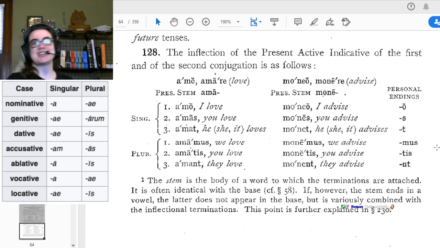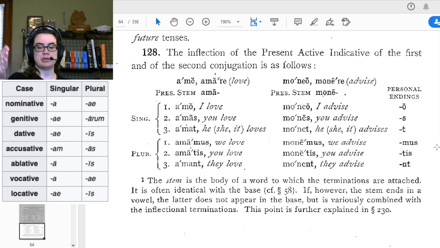So here's what it looks like in the present. It is so easy with the first two conjugations. So the first one, ama, with that long A. The second one, mone, with the long E. We use those personal endings that I said earlier, o, s, t, mus, tis, nt, and we just crash them together. And that's it.